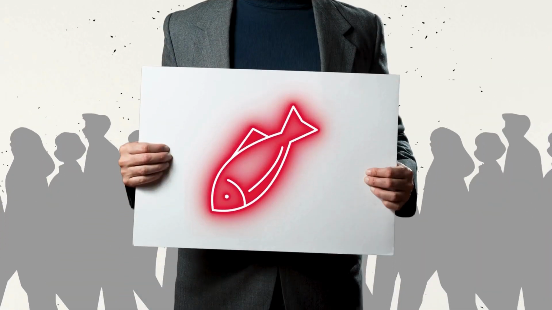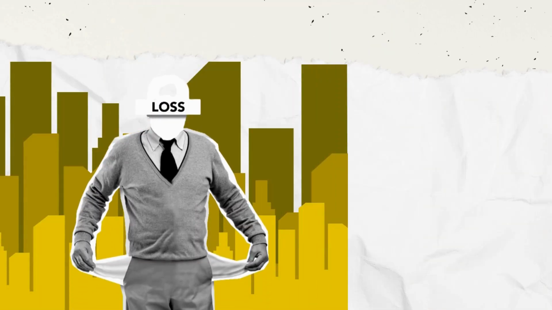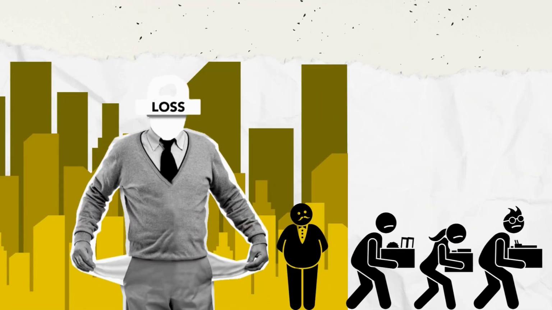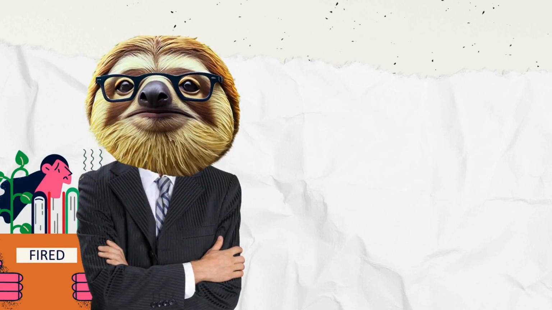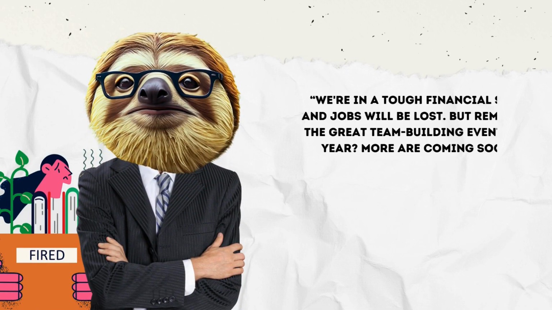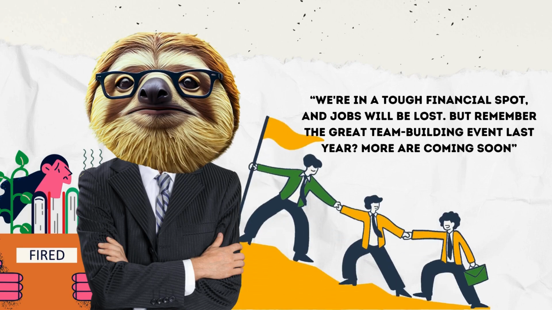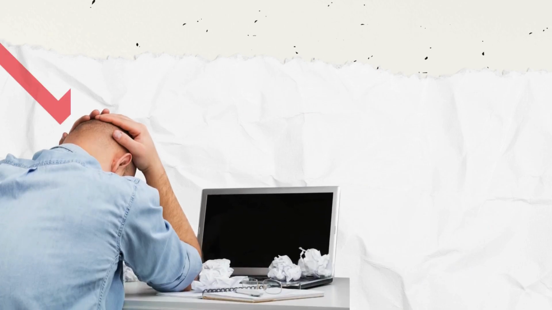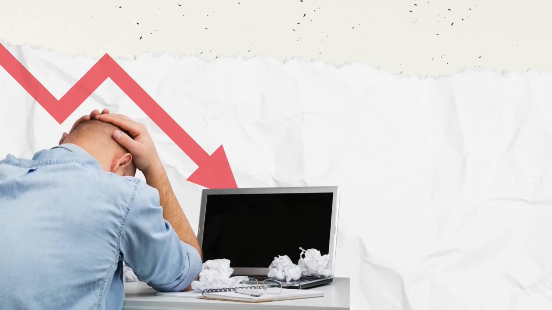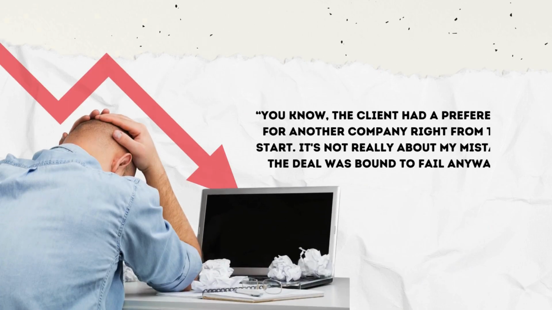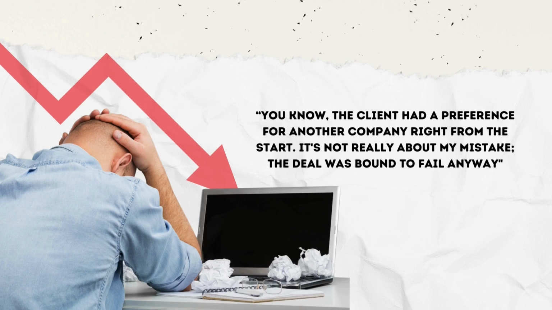At work, red herrings are very common. Imagine a company struggling financially, and the CEO talks about potential job cuts. Instead of focusing on solutions, the CEO says, "We're in a tough financial spot, and jobs will be lost. But remember the great team-building event last year? More are coming soon." Another example is a sales representative failing to secure a crucial client deal. Instead of admitting failure, he shifts focus, claiming the client preferred another company from the start, making the deal bound to fail.